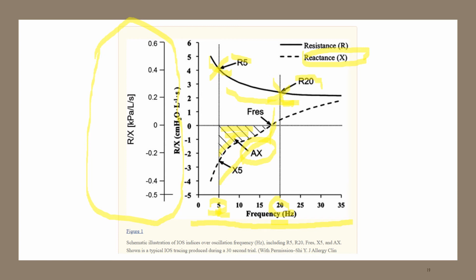And if you have a problem with compliance issues, you really want to look at your X5, and you want to look at the area under the curve, which is commonly called AX. So that's a brief, down and dirty type of thing to do. And remember, the vertical graph here, all it is basically flow and pressure. And that is called impedance. Okay? All right, guys, we'll move on.